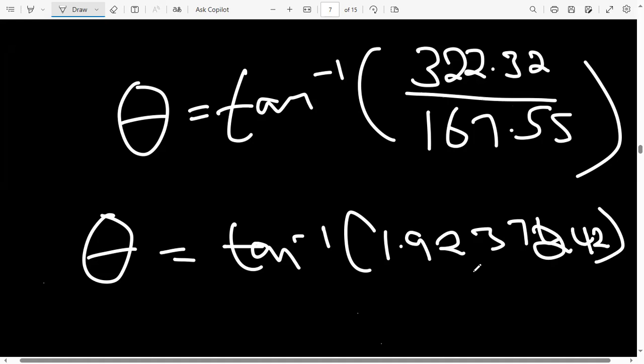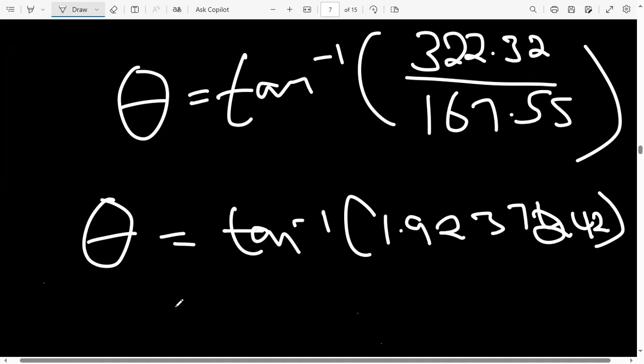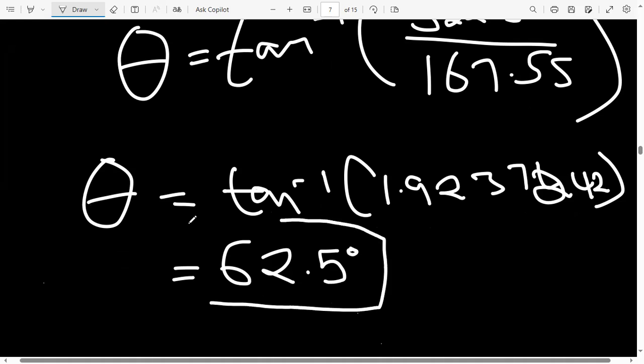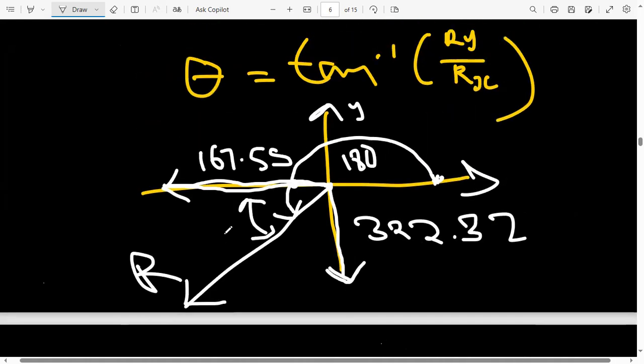So you can punch now the inverse of that. Shift tan inverse of 1.923742. I'm finding my angle to be 62.5334, whatever. To one decimal place, it will be 62.5 degrees. So this here is not the angle that we are looking for, but we are going to use it to find the angle. Remember I said we are looking for that small angle. So that small angle here is our 62.5.